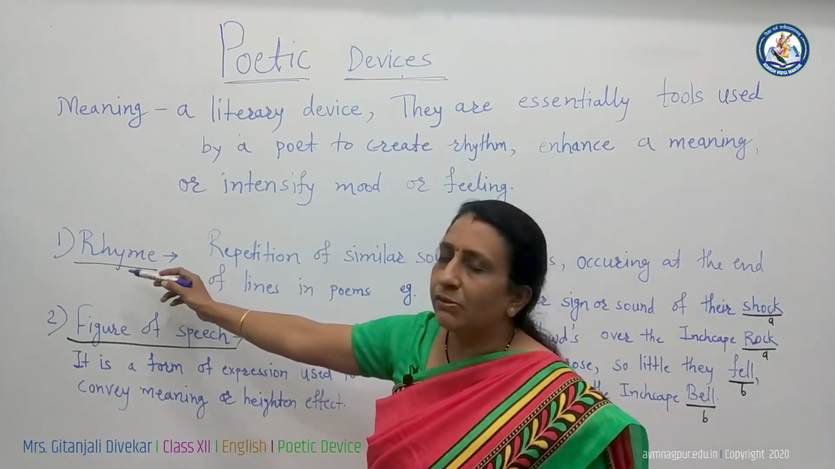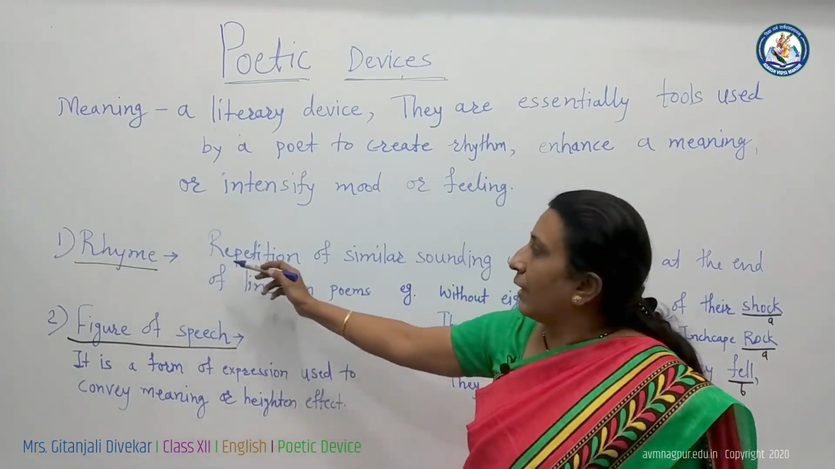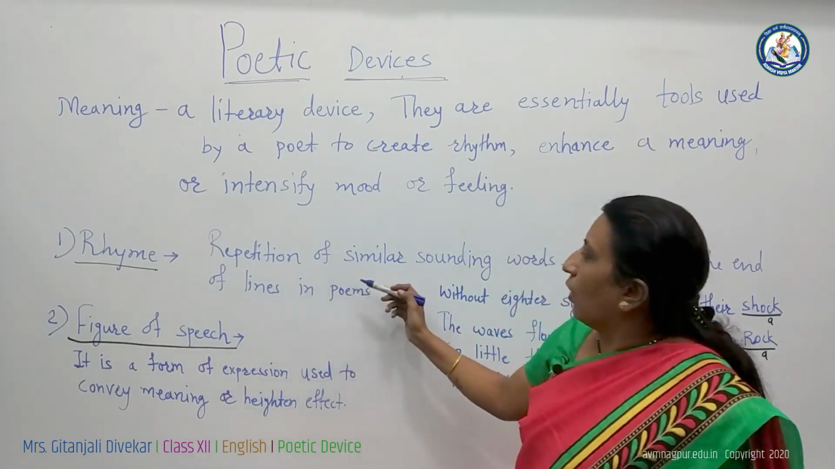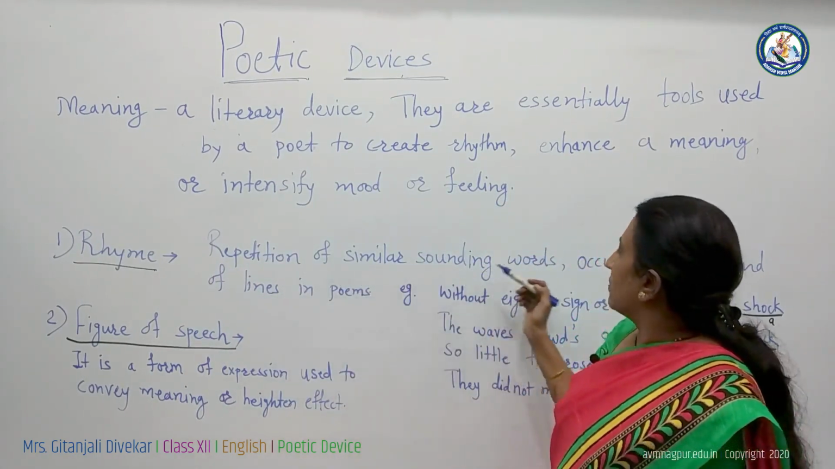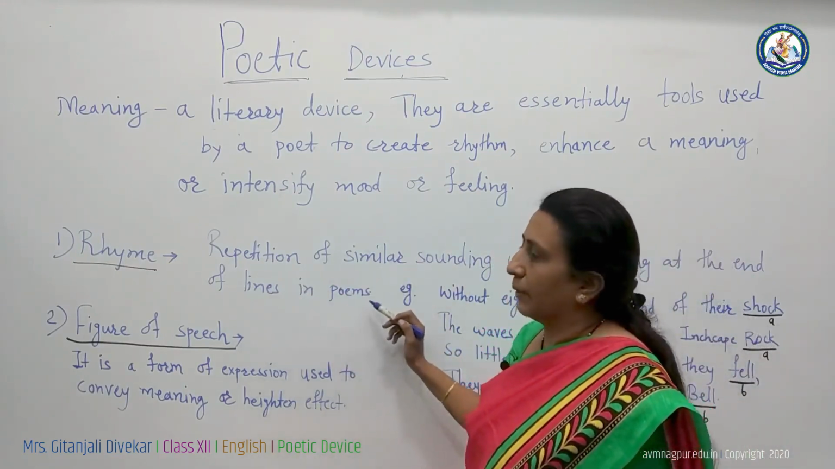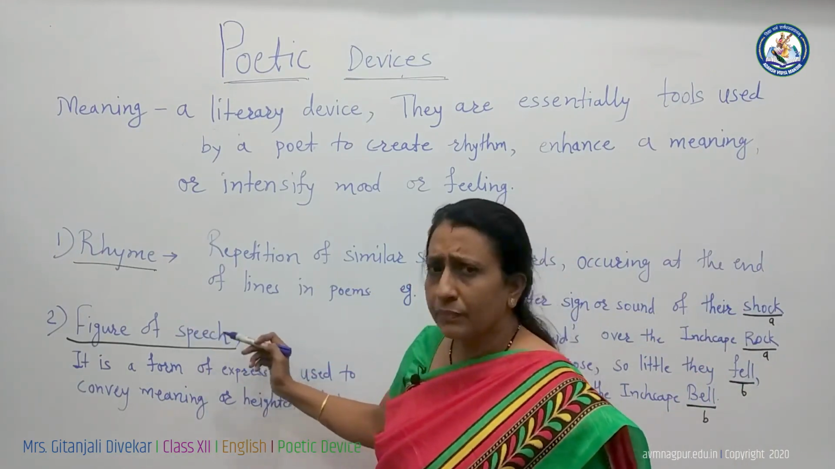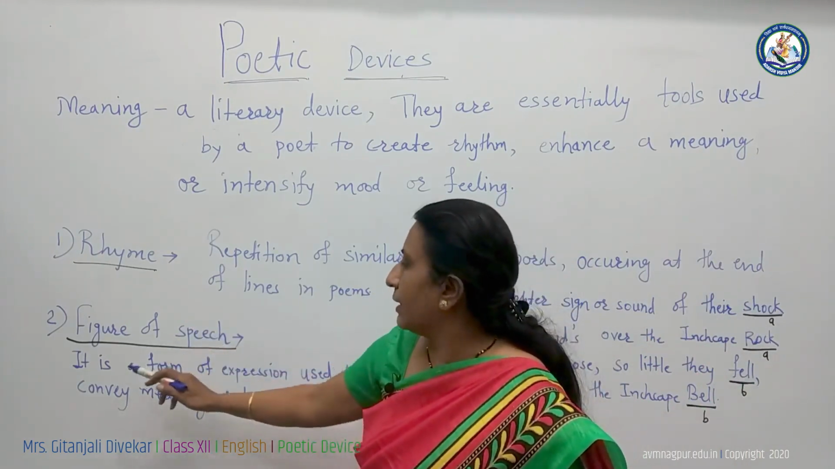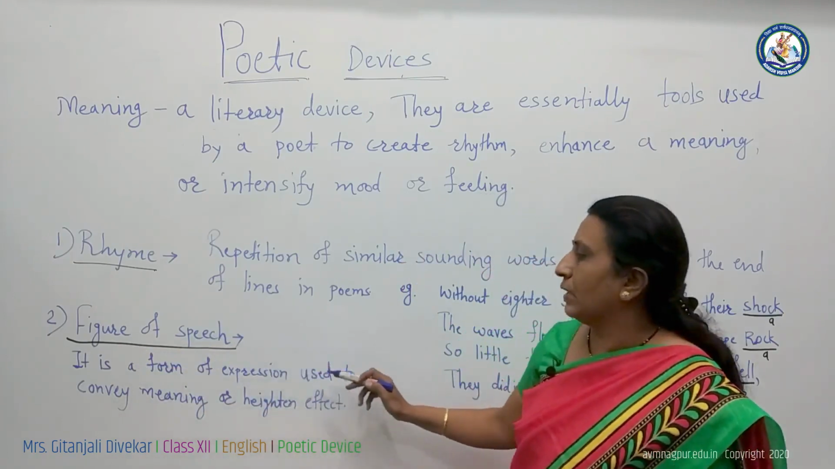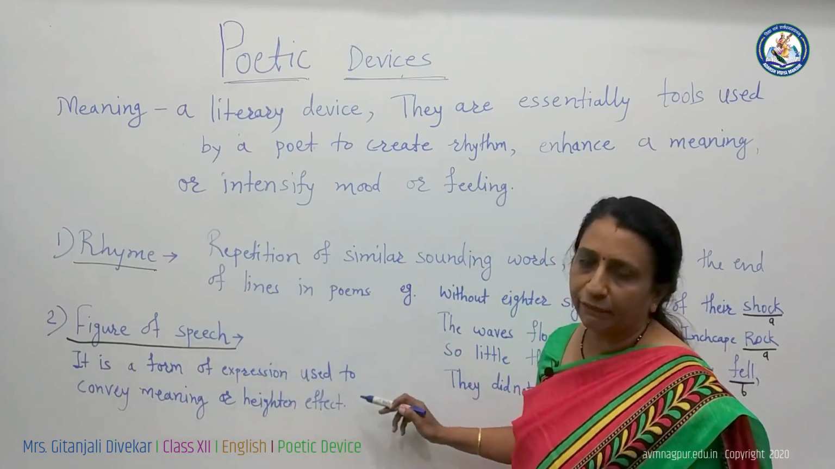First poetic device we must see is rhyme. Rhyme means what? Rhyme means repetition of similar sounding words occurring at the end of a line in the poem. Second poetic device is figure of speech. Figure of speech is a form of expression used to convey meaning or heighten the effect.